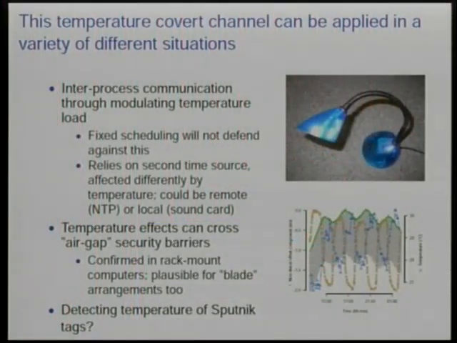Now we see that the temperature changes from the desk lamp, and also the clock skew changes, as we might expect. There is a difference because now the clock skew is the inverse relationship to temperature. And this is because I'm changing the temperature of the machine doing the measuring rather than the machine being measured.